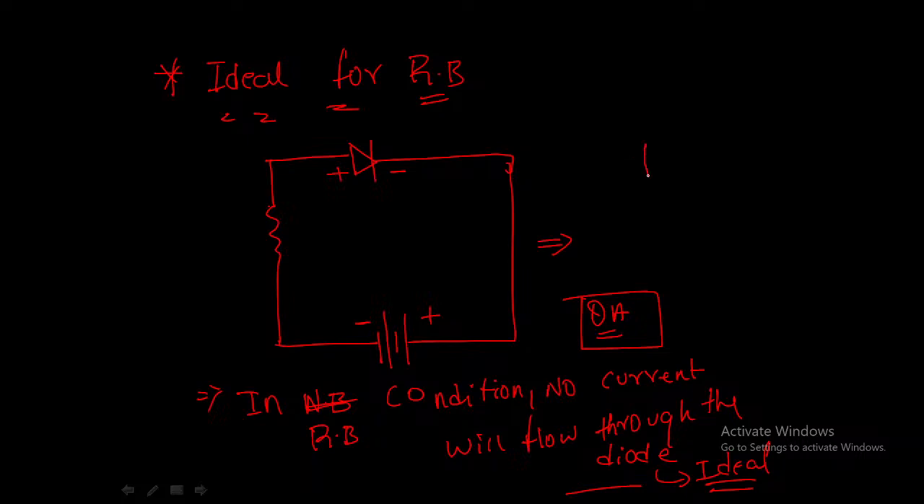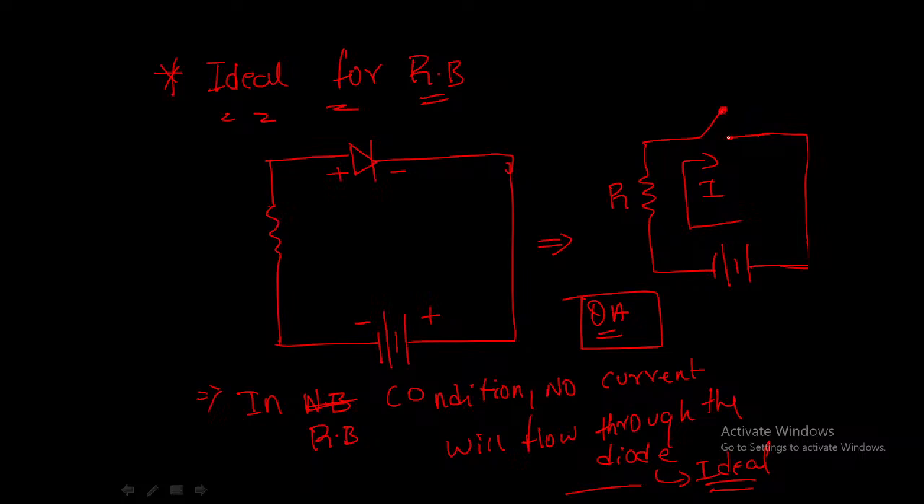So how to model this? How to draw this? It can be drawn like this: power supply with an open circuit. What does it represent? No current is flowing through this diode. Why? Because it is an open circuit. So in reverse bias condition, this is how we are going to model a diode for the ideal approximation. So this is the ideal approximation of a reverse bias diode. I think up to here it is clear.